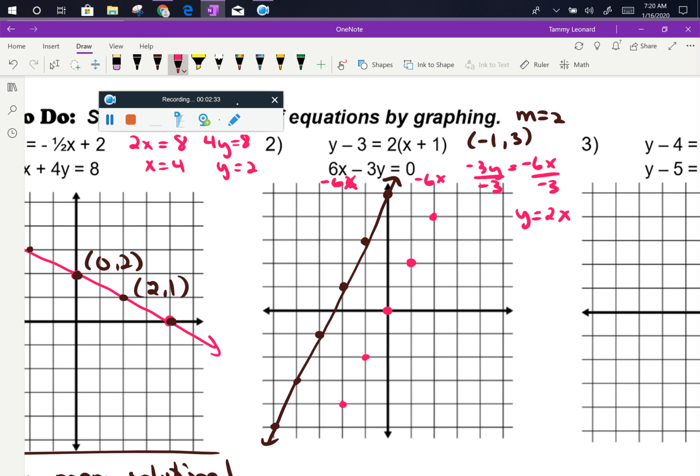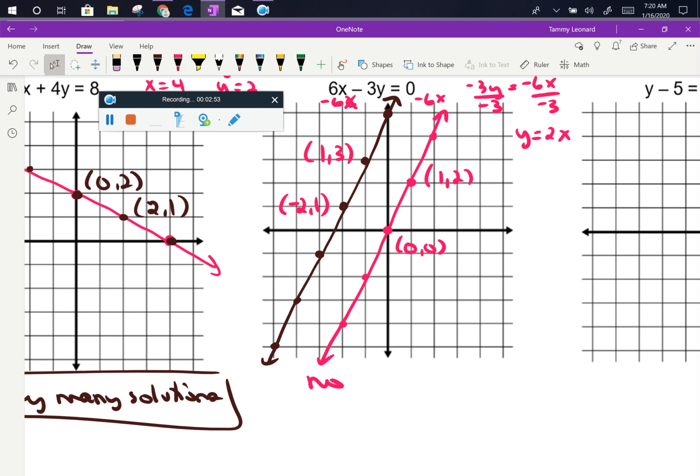I'm going up 2 and over 1. So I'm realizing that's the same slope as the last line I graphed, but I am graphing a distinct line. So this is not infinitely many solutions. This is no solution. These 2 lines will never meet. So there's no solution to this system. So we're starting out with our 2 special cases.